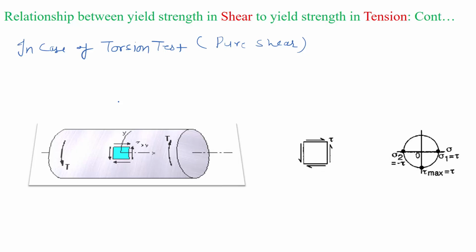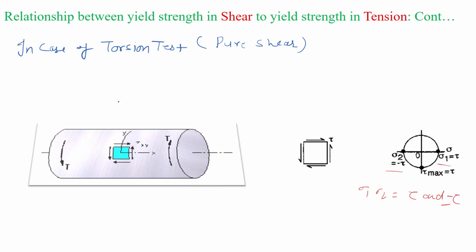This is the state of stress when the shaft is subjected to torsion or pure shear stress. This is the pure shear condition. In this condition, if we find the principal stresses, they would be tau and minus tau. This is the major principal stress and this is the minor principal stress. So sigma 1 and sigma 2 are equal to tau and minus tau.